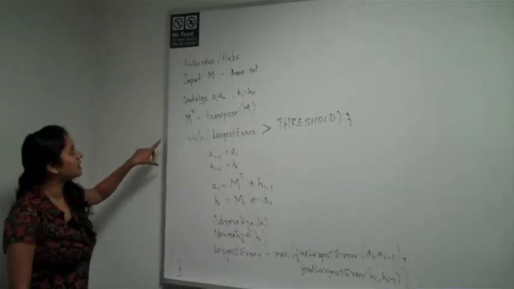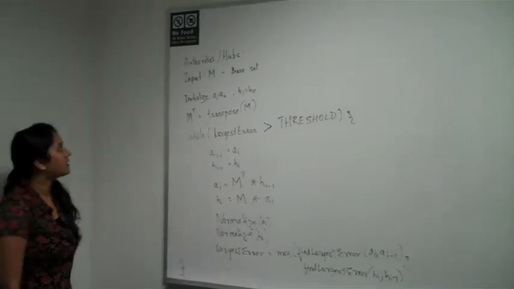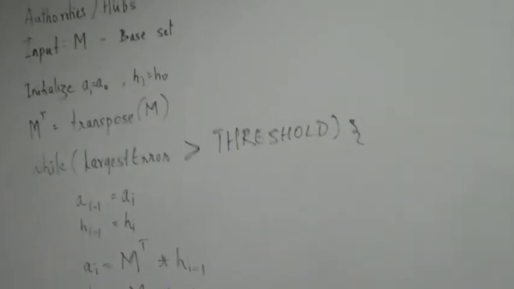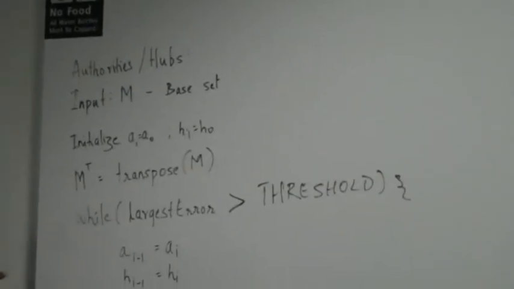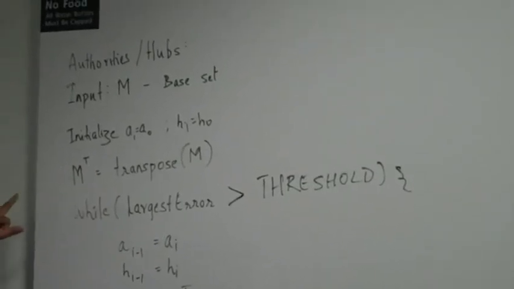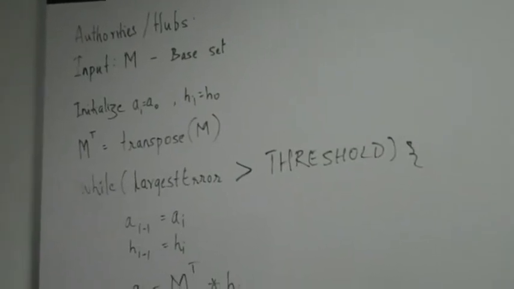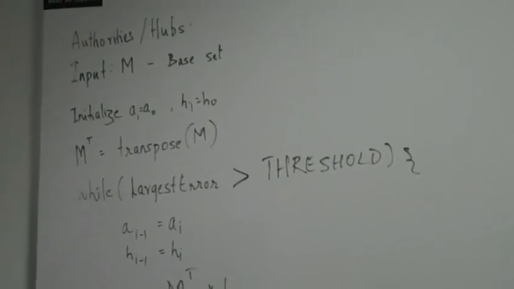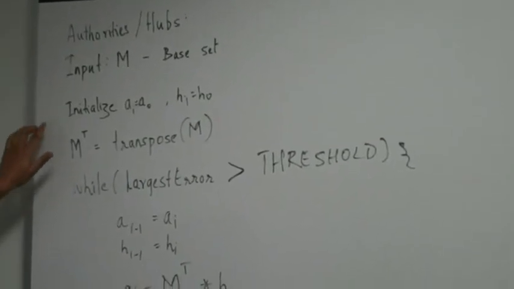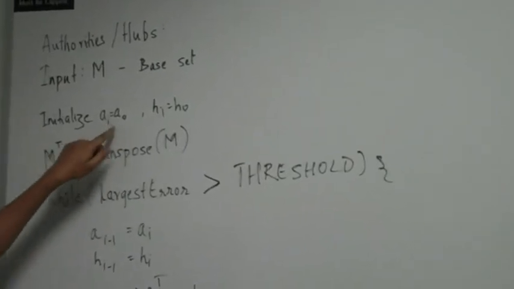So task one asks you to do authorities and hubs computation, and for that you have to create a root set, and then from the root set you have to create a base set. For this algorithm, I have assumed that the base set is the input. I'm assuming you know how to create the base set because it's given in the project description.